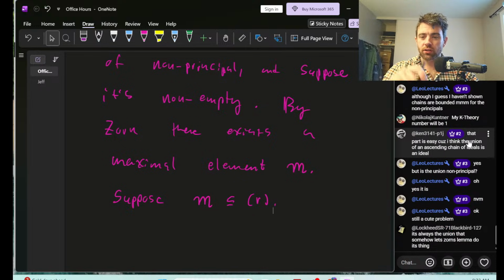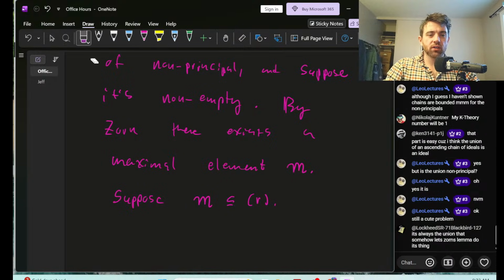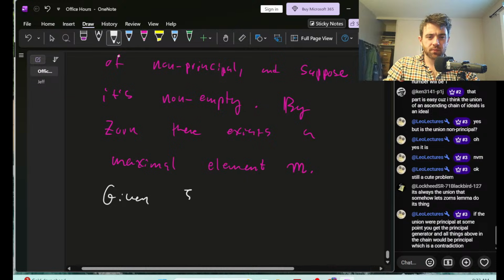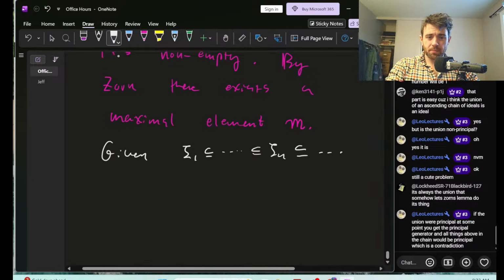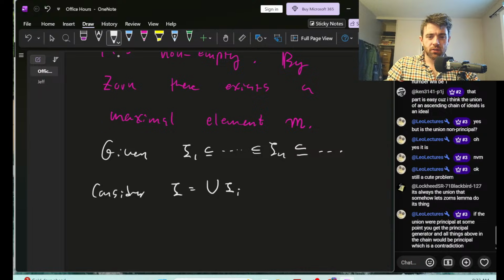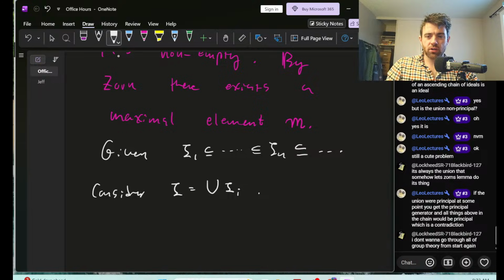Yeah, okay, I guess we need to show that the chains are bounded. That's the easy part because the union of an ascending chain of ideals is an ideal. But is the union non-principal? Right. So suppose we have an ascending chain of ideals. Consider the union of all of them. Why is this non-principal?